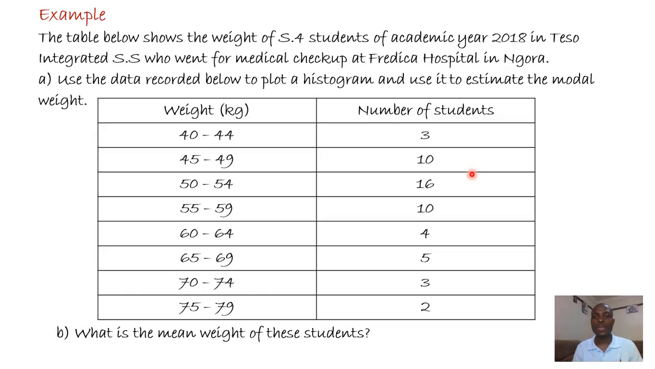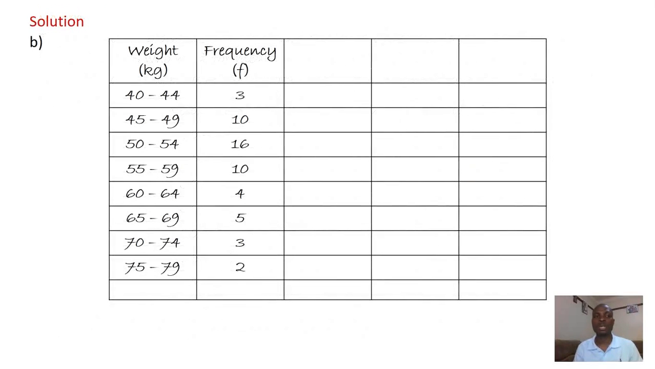So for us to do this, first of all, we need to come up with a table. That is the frequency table. Let's first come up with a frequency distribution table. So here, this is the data which has been given. So we want the mean, and then we want the histogram also to get the mode. So first of all, we are going to add these columns to cater for those other questions.